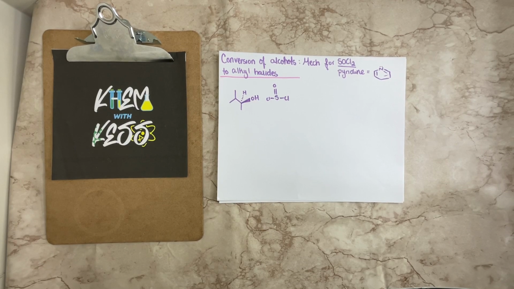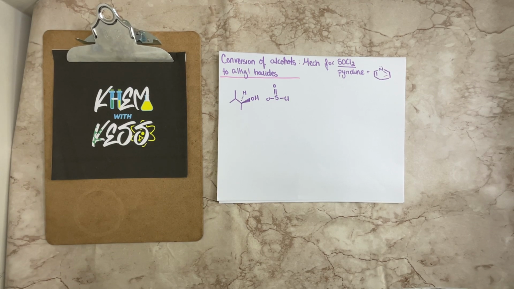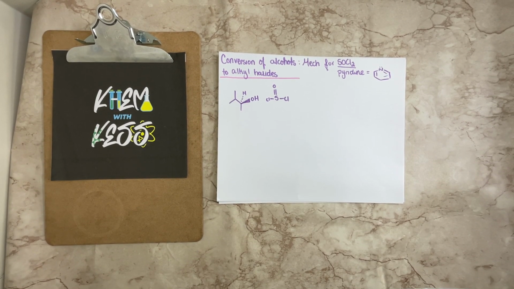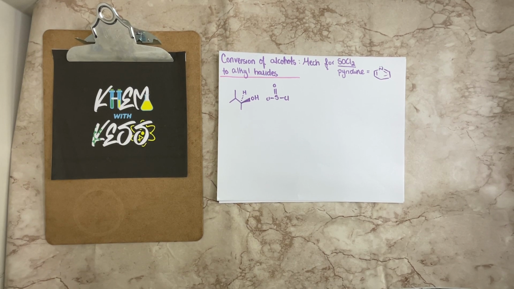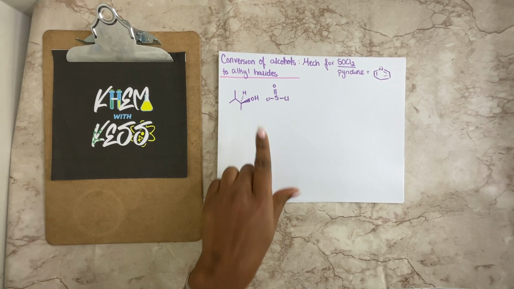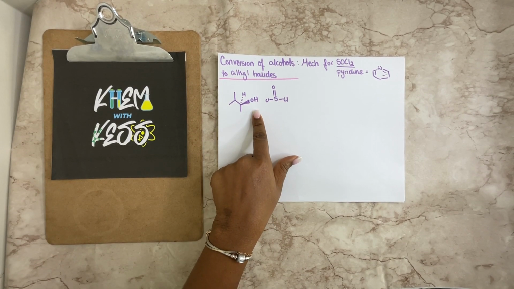All right, let's talk about the conversion of alcohols to alkyl halides using SOCl2 and pyridine. Now, SOCl2 is called thionyl chloride. I doubt you need to memorize names or anything like that. Most instructors aren't too picky on that portion. Now, when it comes to the OH group, it's a poor leaving group.